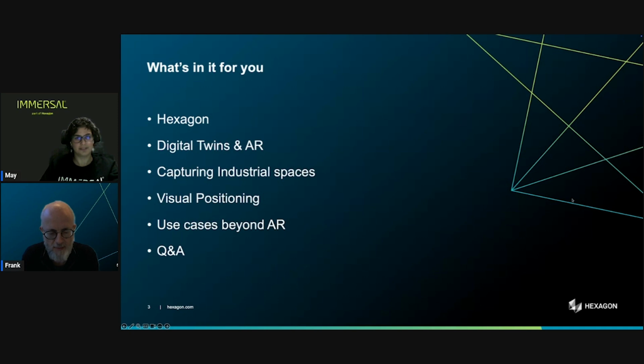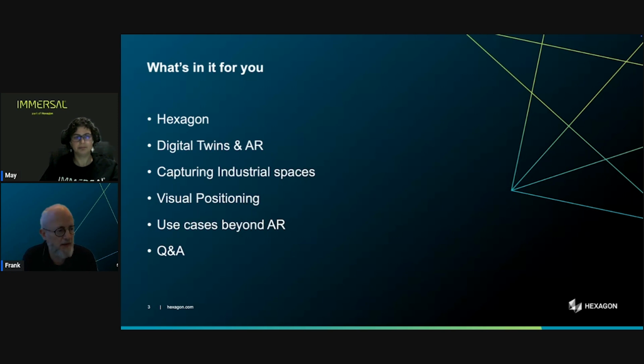And maybe, to give you a brief overview of what we will cover today, I will give you a very short introduction on Hexagon, a company that is heavily involved in digital twins. And what we see is that the rise in digital twins drives the need to capture industrial spaces, so do reality capture of those spaces, making those spaces digital. And those digital twins have many use cases, as I'm sure you know, but we also see this becoming a big driver for AR, augmented reality experiences.